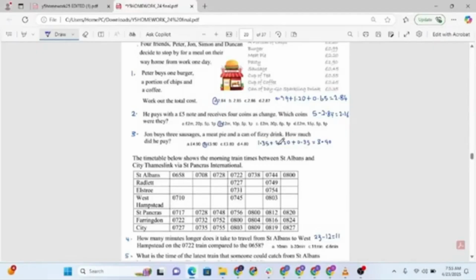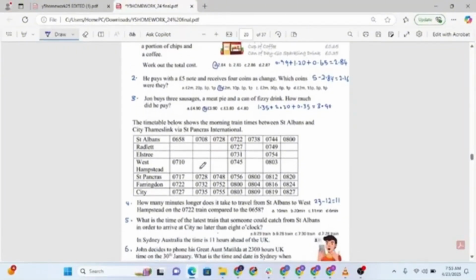£1.35 plus £2.20 plus 35 pence equals £3.90. Question 4. How many minutes longer does it take to travel from St. Albans to West Hampstead on the 7:22 train compared to the 6:58 train? The correct answer is option C, 11 minutes.